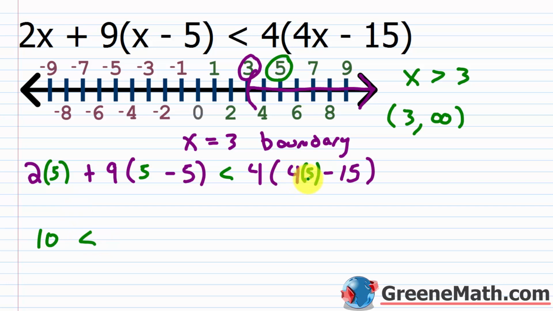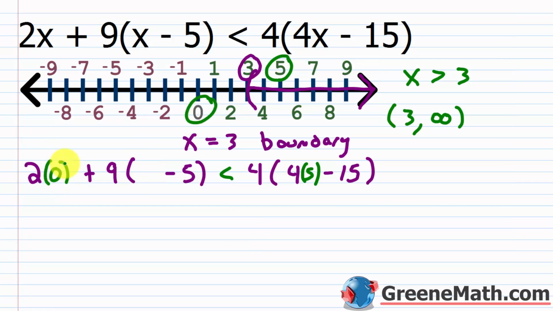4 times 5 is 20. 20 minus 15 is 5. And then 5 times 4 is 20. So is 10 less than 20? Yes, this is true. So you're good to go there. Then you want to check something on the other side of the boundary, so something in the non-solution region. Let's just choose 0 because it's easy to work with.